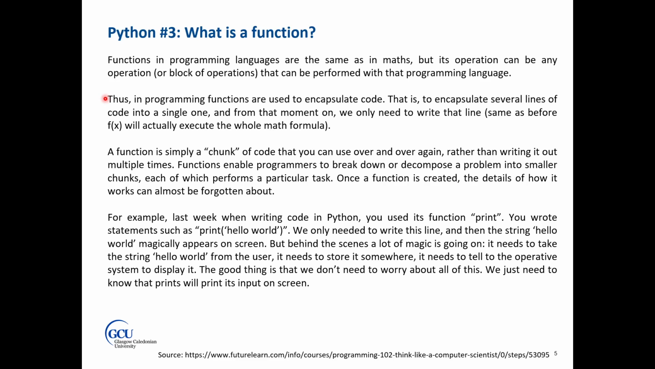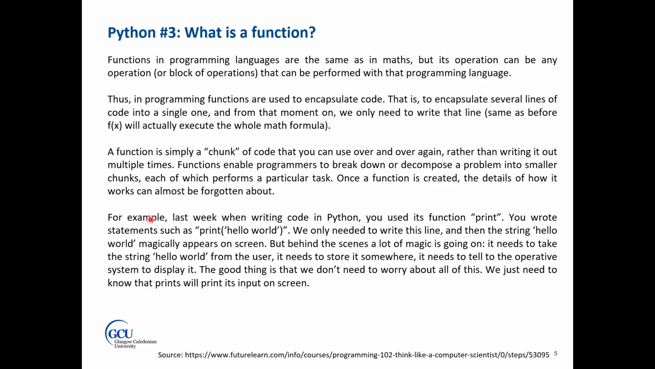So then later on, when you want to reuse this code, when you want to redo this calculation, you don't need to copy the 50 lines, but you can just invoke this single line, in the same way as before you use f(x), which is going to be translated by the whole math formula. As I copied here from this website, which is quite good, a function in programming is simply a chunk of code that you are going to use over and over again rather than rewriting it multiple times. It enables programmers to break down or decompose a problem into smaller chunks, because you can decompose it into functions, and each function is going to do a particular task that you can reuse.